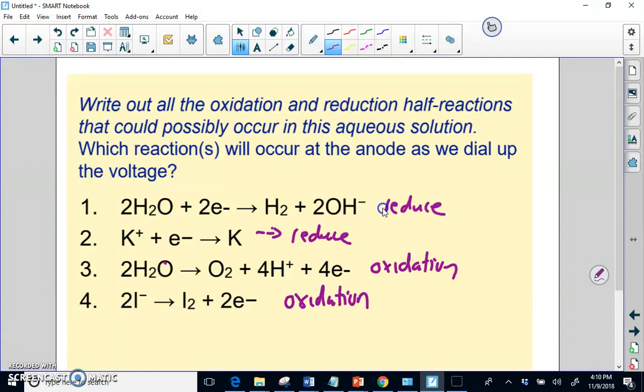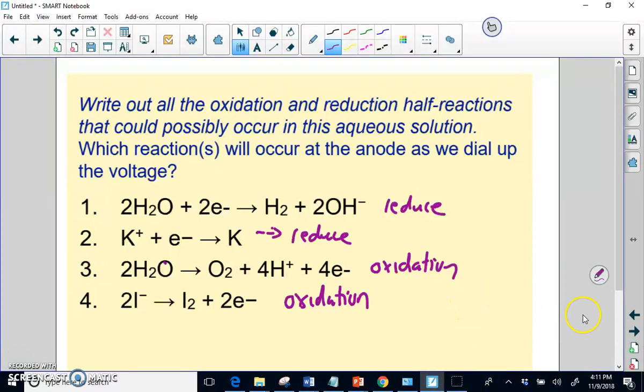Remember, our goal is to figure out which of these reactions will happen, because we have a solution composed of potassium iodide dissolved in water. And if we apply electricity, which reactions are going to happen? So again, what you need to do is go to that table and look up the standard potentials, the standard reduction potentials. And I did that already.